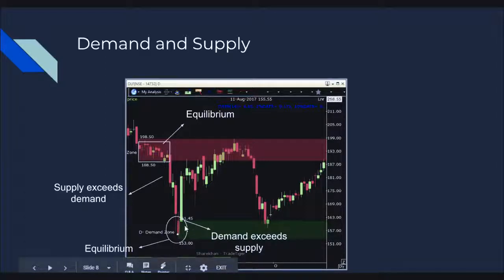And at this area, we know that demand exceeded supply. How do we know that? Because prices rapidly shot higher. So this area is an area of demand. So when price revisited this area of demand, again you see prices turn and start moving higher. So this is a phenomenon where prices keep oscillating between areas of demand and supply till the demand and supply has exhausted.